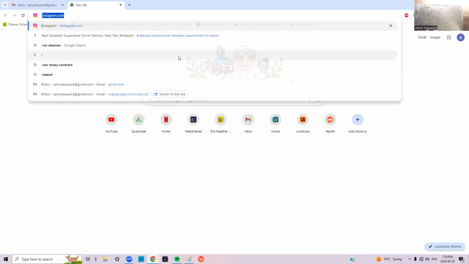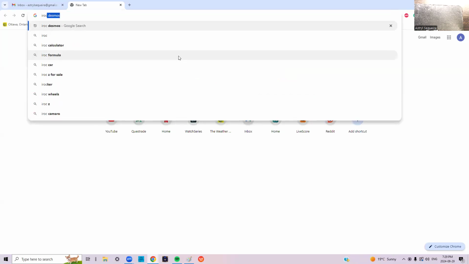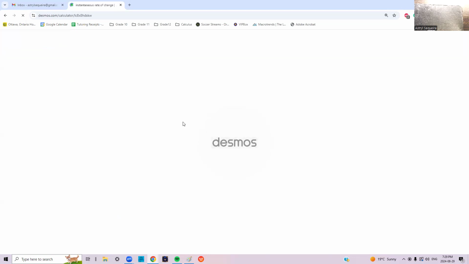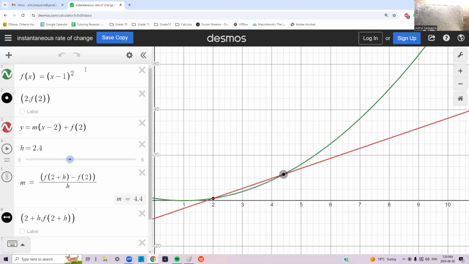So you want to go to Google and type in IROC Desmos. This is really important because using this function in Desmos is going to make it a lot quicker and easier to do this problem. So just click that first link there in Google. And as you can see, it sets up the whole IROC over here.